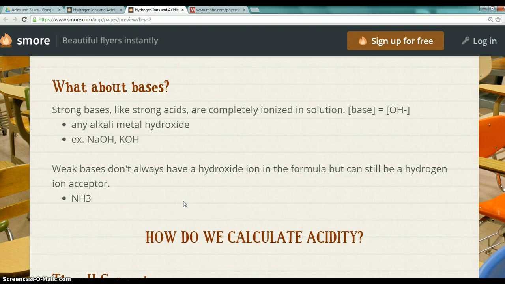What about bases? Well, strong bases, just like strong acids, are completely ionized, so the concentration of the base will equal the concentration of the hydroxide ions. Strong bases are going to be mostly alkali metal hydroxides, like sodium hydroxide. Weak bases don't always have hydroxide, but they can still be hydrogen ion acceptors, like NH3, where hydroxide is produced, it just doesn't come directly from the base. So those are weak bases.